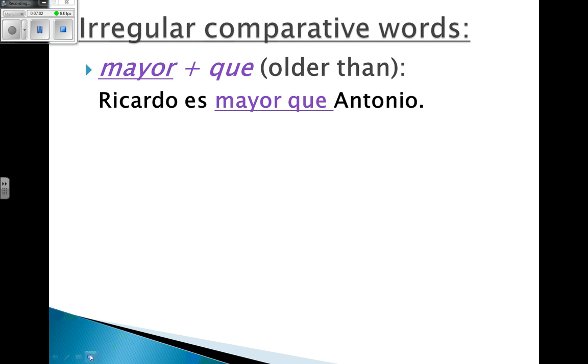Now, some people want to say Ricardo es más viejo que Antonio, okay? But in order to say older than, this is the proper way to do it.